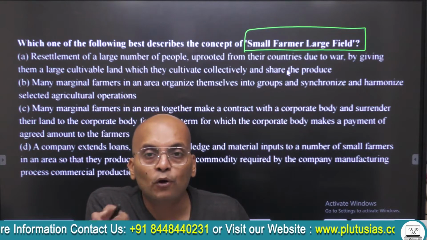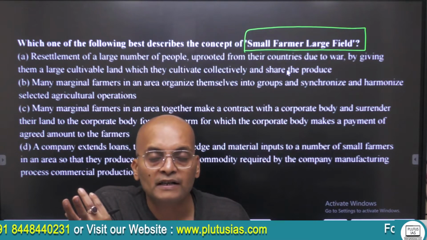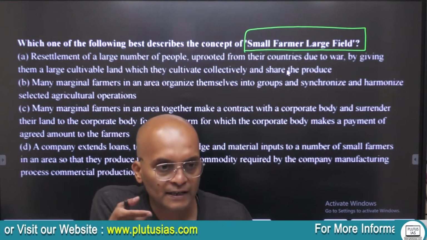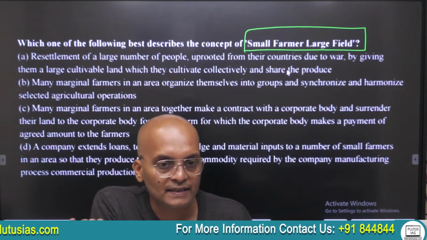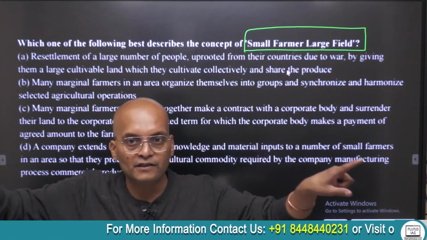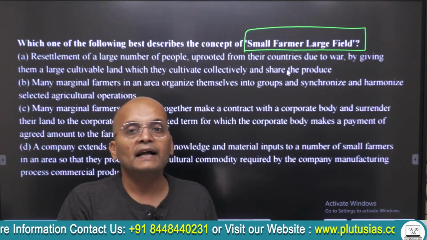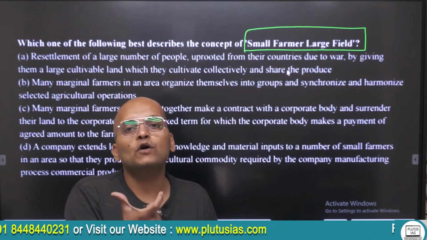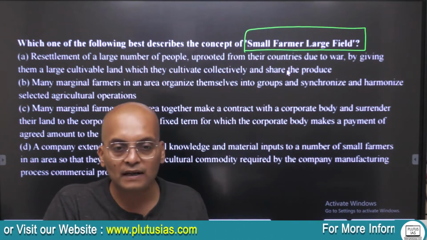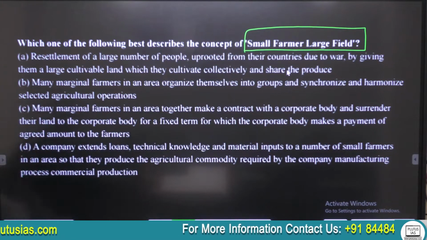Now, when the corporate body has a huge chunk of land, it can practice crop cultivation or anything it wants related to crops and farming. That corporate can do those activities there, because now the corporate has a major chunk of land, right or wrong? And farmers are getting money in return. So this is the concept of small farmer, large farms. Fine. Now let's read the options.